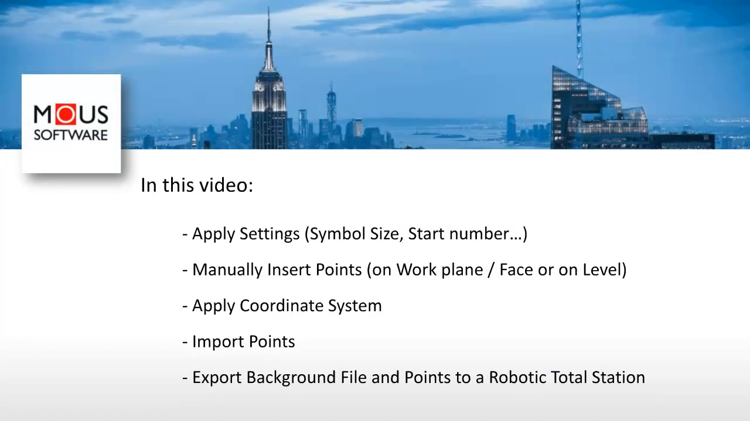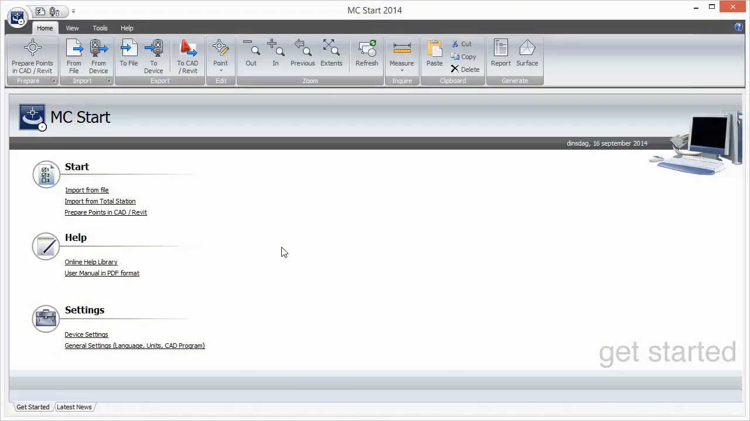Okay, in this video we will cover the following topics. First, we start with the settings, specifying a start number and symbol size. Then we will take a look how to manually insert points on work plane or on level. We will see how to set up control, how to apply a corner system, project internal, shared corner system, and how to use the survey point in Revit. Then, when we have set up control, we will take a closer look how to input points from a robotic total station and how to export a background file and points to a robotic total station as well. All right, let's get started.